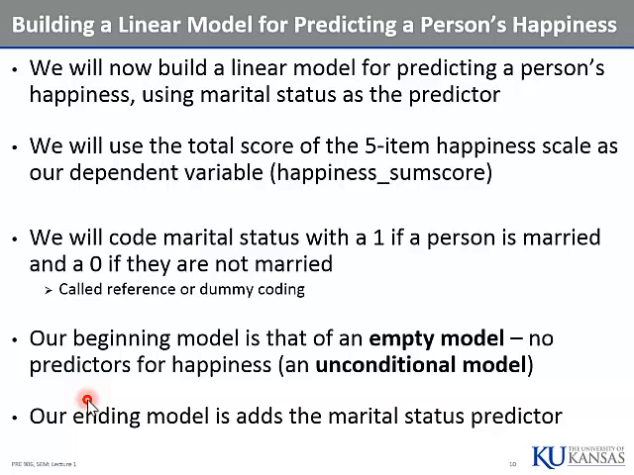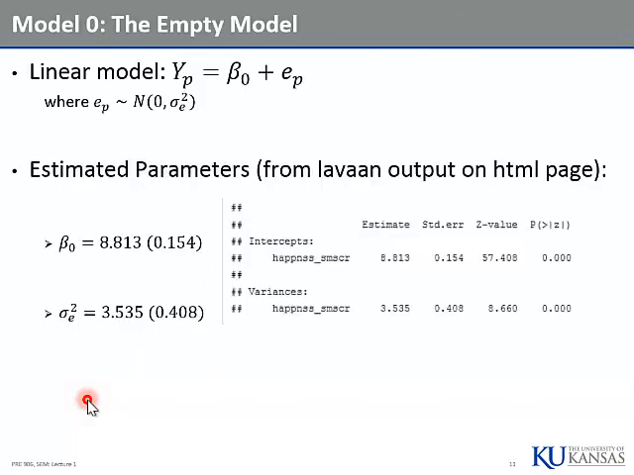So we're going to have that empty model, and then we're going to add to it our marital status predictor. I did this in a package in R that we're going to use this year called lavaan. lavaan stands for Latent Variable Analysis. And we're going to get very familiar with that. But our linear model's up top here. Y, so that Y_p is a person's happiness scale sum score. It's going to be equal to an overall fixed intercept and some error, and we're going to say error follows this normal distribution with error variance to it.